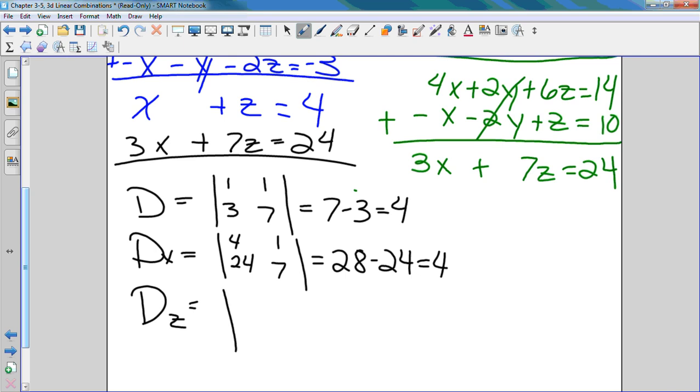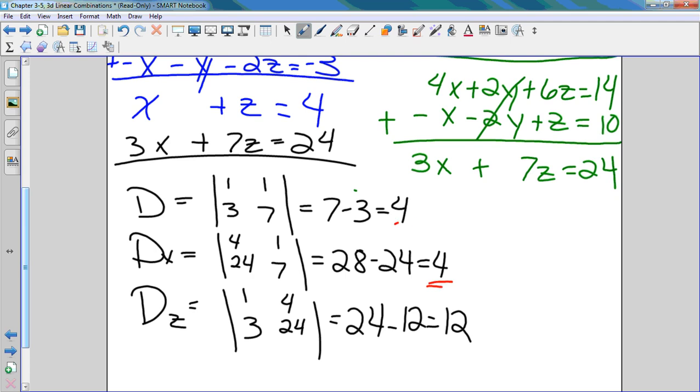Then if I have dz, I have 1, 3 and 4, 24. I have 24 minus 12. Gives me 12. How do I find x and z? Yep, dx over d. So I have dx over d, so 4 over 4, which is 1, and z is going to be 12 over 4, which is 3. You see how that was not as much work as if I'd have to do elimination, then plug and then find y. I like Cramer's rule. I think it's shorter once you get to two equations and two variables.